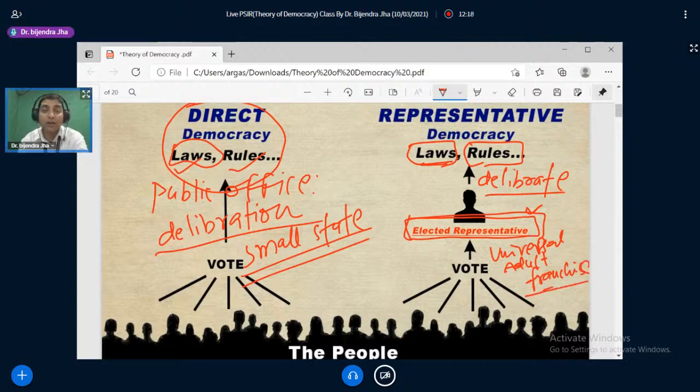Right, so it's clear, I hope, that representative democracy is a form of democracy in which the leaders, the representatives, are elected by the people through the universal adult franchise. सभी लोग उनको वोट करते हैं और फिर अपने अपने रिप्रेजेंटेटिव को चुना जाता है. Okay, so that is representative democracy.